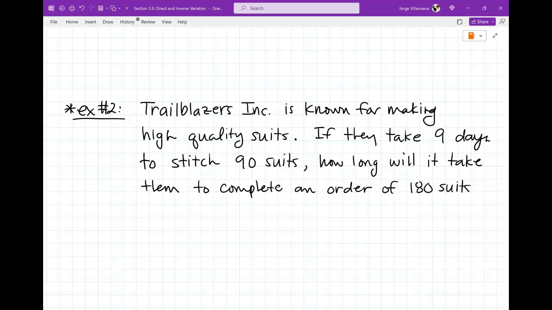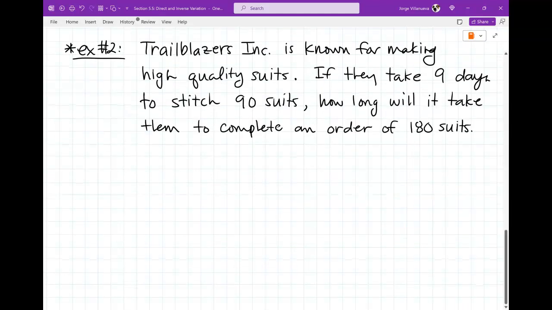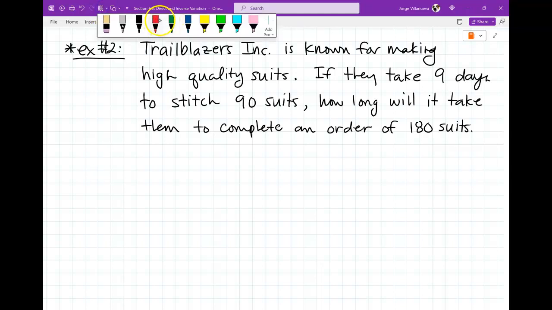So again, these numbers are kind of nice right now, so sometimes just doing a quick multiplication would be easy. But some of the problems here, like the second one I'm going to show you, are not that simple. So if the numbers are nice, you can do it quickly. This is a suit company. If it takes them 9 days to stitch 90, how long will it take them to complete 180? If you just think of it as multiplication, 18 days, right? Let's double check to see if 18 days is correct.